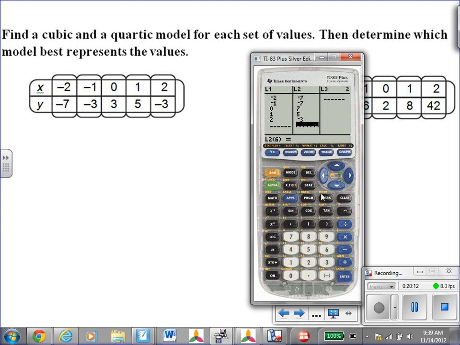We have to do the cubic and the quartic model. So we'll hit the stat button. We'll go over to calculate. We'll do the cubic first. R2 equals.